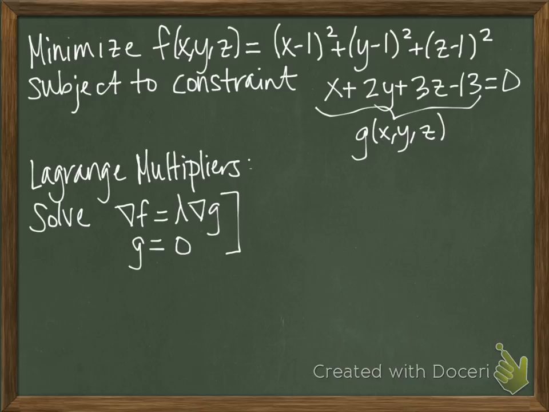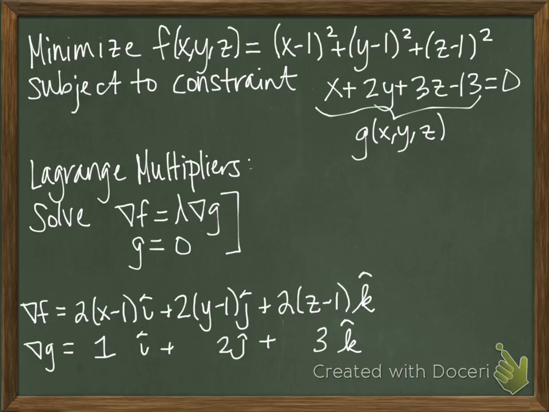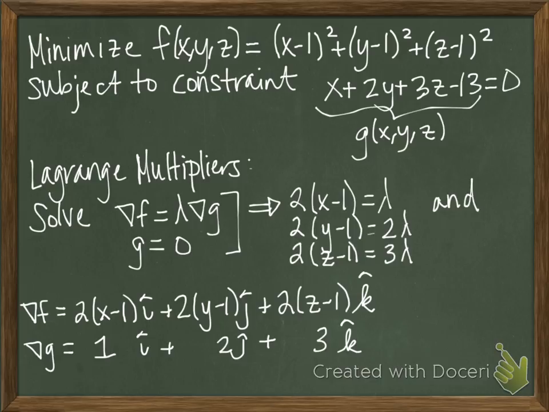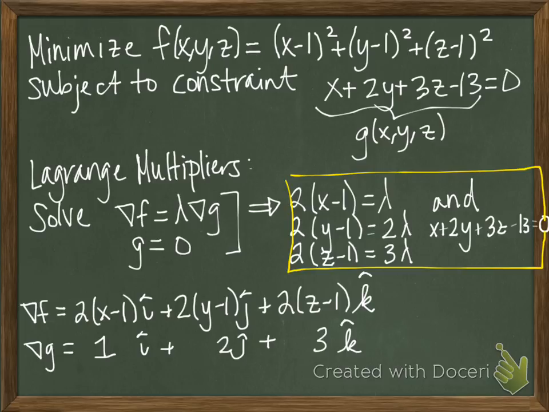Okay, so the first part, if we find the gradient of f and the gradient of g, we'll get this. In order for these vectors to be scalar multiples of each other, we have to look at them component-wise. So the i component of f, which is 2 times (x minus 1), has to be equal to lambda, my scalar multiplier, times the i component of g, which is just 1. I can do this with the j and k components as well, and that gets me my first 3 equations. The last equation is just that I still need to be on the plane. So this is now my system of 4 equations and 4 unknowns.